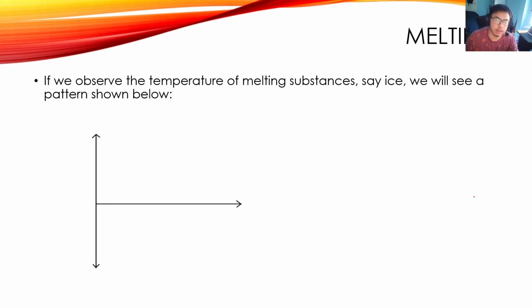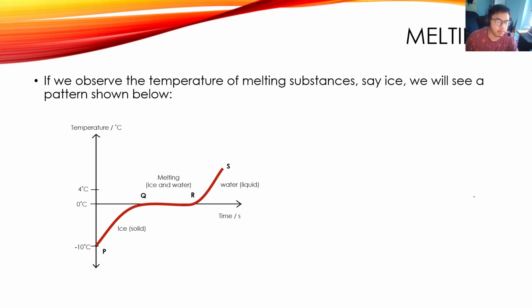shown below. So if you plot a graph of temperature against time for any melting substance, it will always show this type of graph. It will always show this curve, any melting substance, whether it's a metal, gold, or alcohol, it will always show this graph. Okay, and this graph in particular, we are trying to show ice. So let's break down this graph one by one and what's happening with this graph.